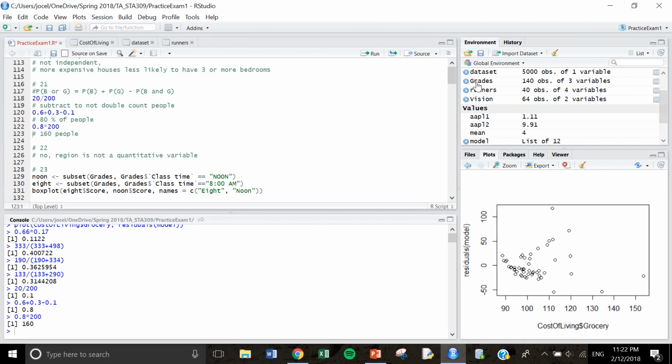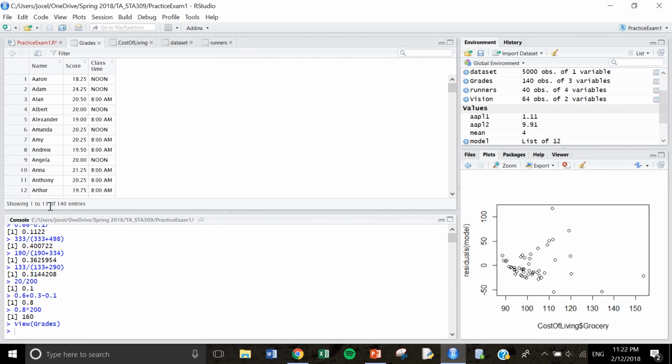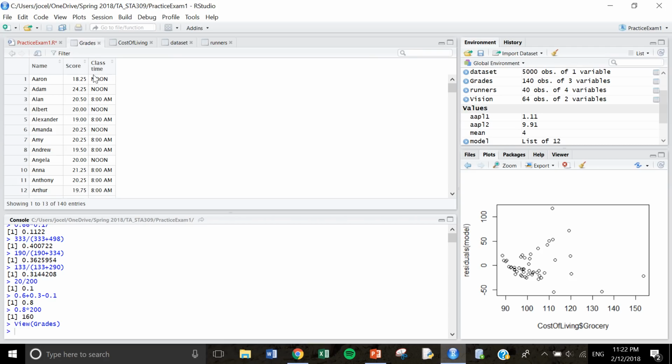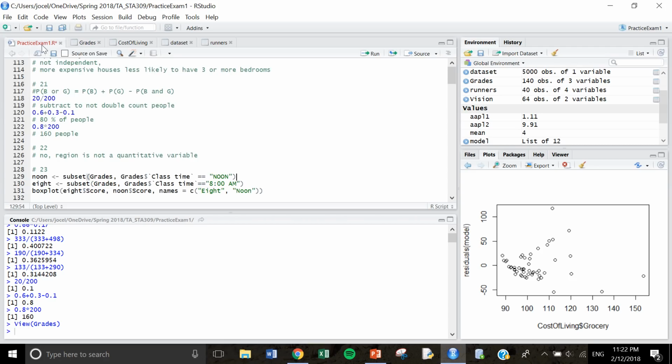So let's look at the grades, and we see a bunch of names, a bunch of scores, and some with noon classes, some with 8 a.m. So the best way for me to visualize the differences in distribution is going to be a side-by-side box plot. In order to do the side-by-side box plot, I'm going to split this grades data up into the noon class and the 8 a.m. class. So this is just one way to do it. You don't have to do this.